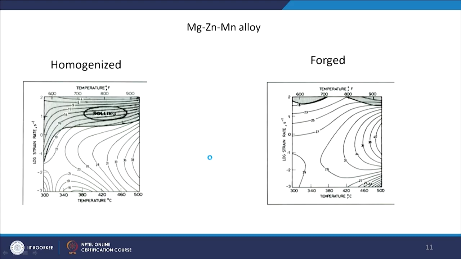This is for a magnesium zinc manganese alloy. You can see the difference between a homogenized alloy and the forged alloy. Please understand that this is a homogenized material. After casting, you have done the homogenization. Still the dendritic structure will be there, but the homogenization will have homogenized the material. The chemical composition will be the same throughout the material now.